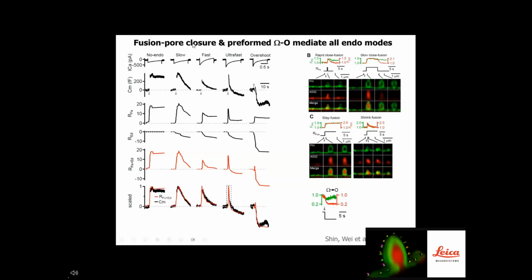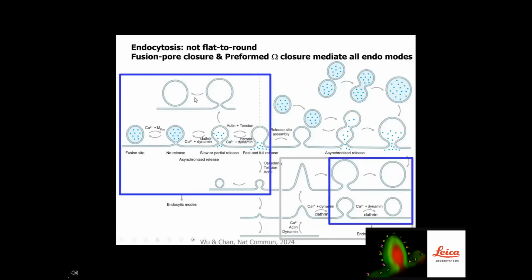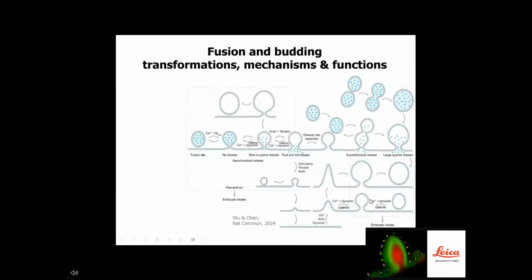So this means that the fusion pore closure, together with preformed omega profile closure, mediates these different forms of endocytosis, like slow, fast, ultra fast, overshoots, or even no endocytosis. So again, it is not the Fred to long transition that mediates endocytosis primarily. Primarily, it is caused by the fusion pore closure as well as the preformed omega profile closure.